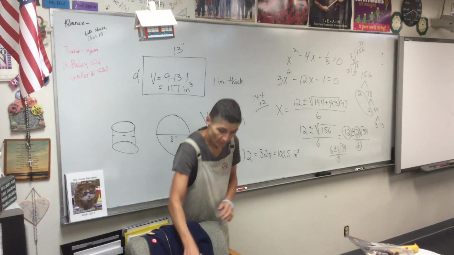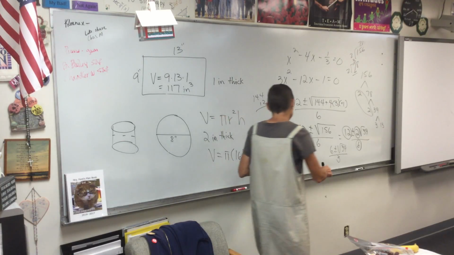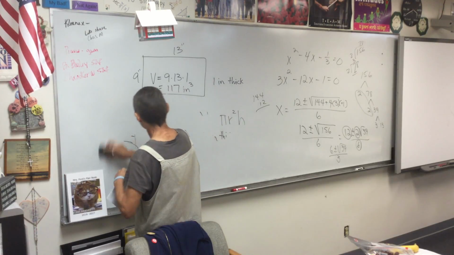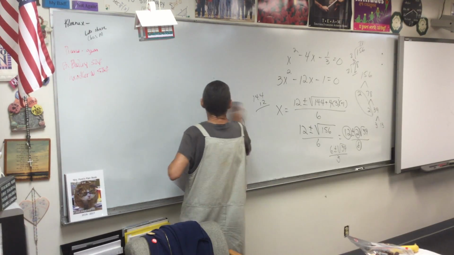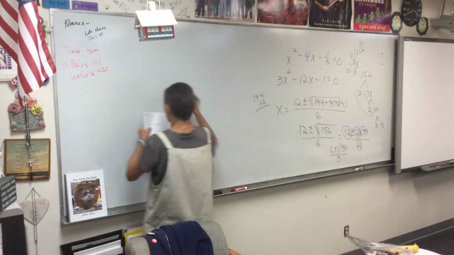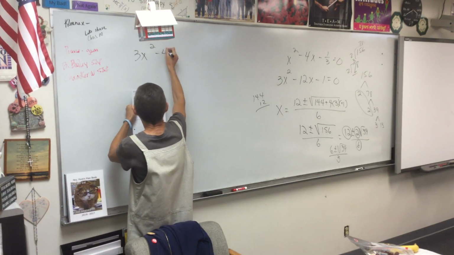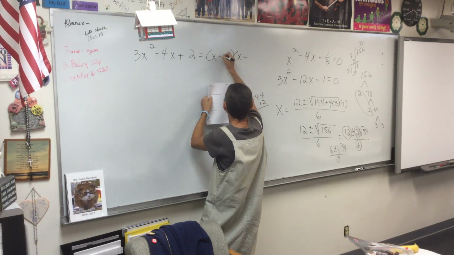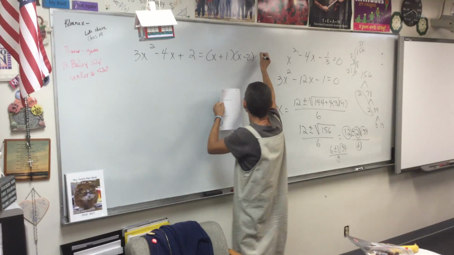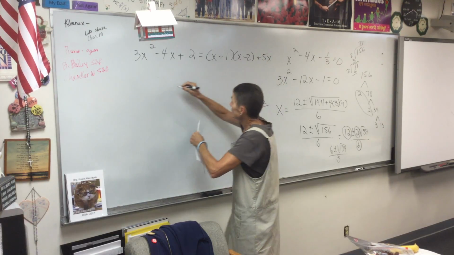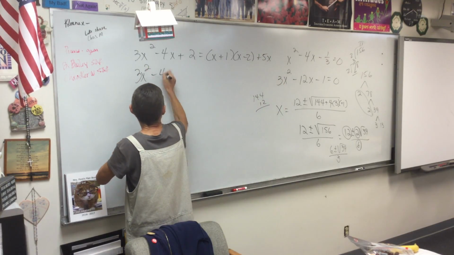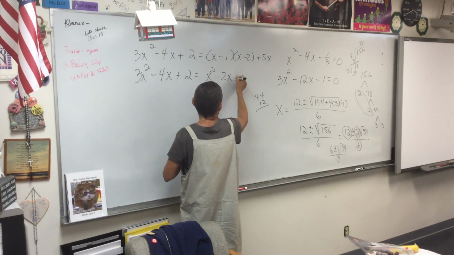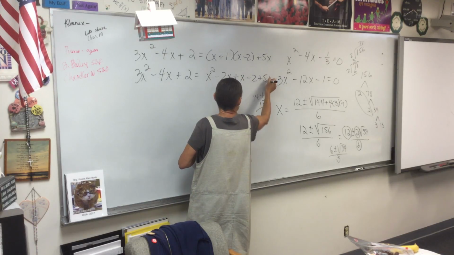Okay? We're going to do one more on the sheet, and then we're going to do a review problem of your choice. So here we go. Letter B, last one. What do you suggest we do first? I heard somebody say something. FOIL. So this side I'm leaving alone for the time being. This is going to be x squared minus 2x plus x minus 2 plus 5x.